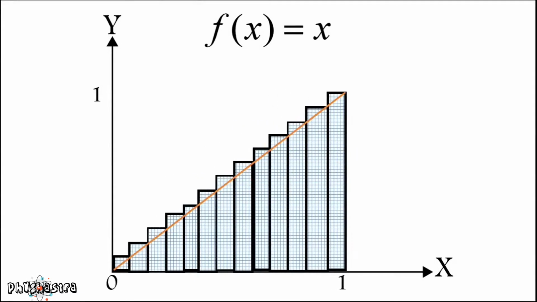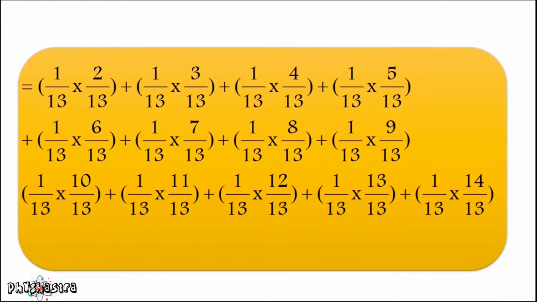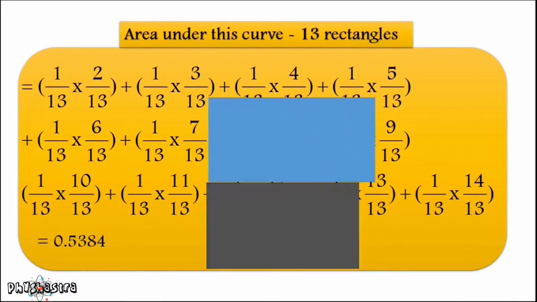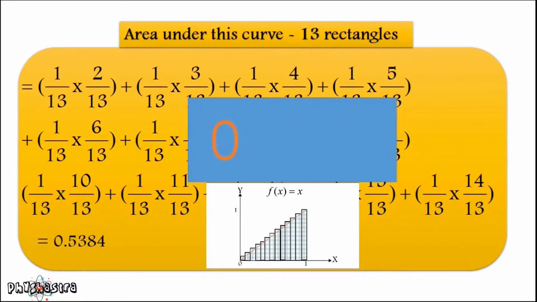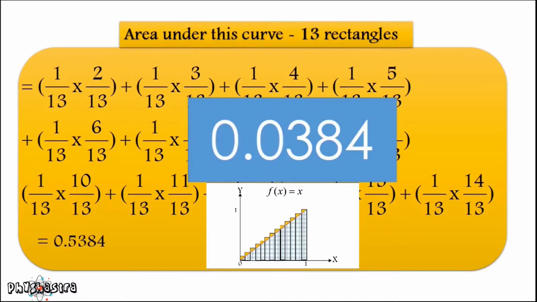Now we take 1 by 13th parts of the length 1. We are making the blocks smaller, in this case 1 by 13th parts. So when we write down all the areas of the rectangles and add them, we get 0.5383. Oh, now guys, we have 0.0383 extra area. They are reducing, right?